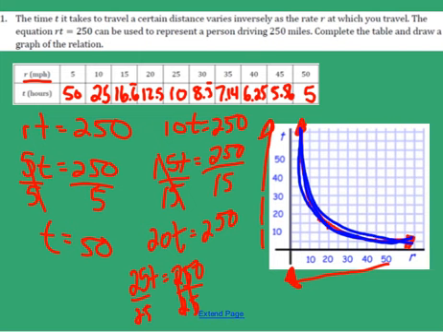Now looking at that, no matter what values you grab for x and y, when you multiply them, you get 250. So k is your 250. Your constant that they're equal to is 250.